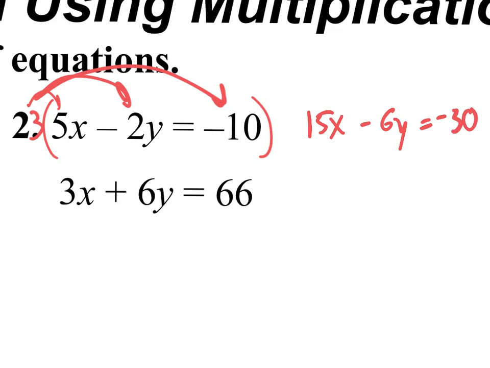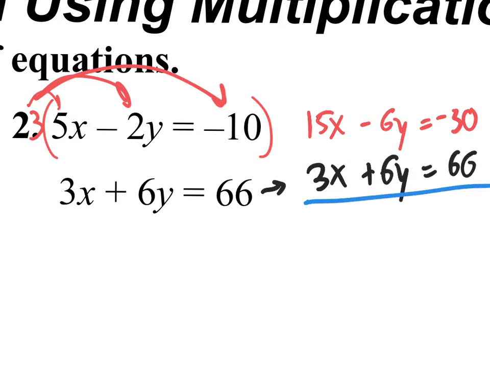And the bottom equation, I'm just going to rewrite it. It's going to be 3x plus 6y equals 66. And again, the idea is to get either x's or y's to eliminate. And as you can see right here, the negative 6y will cancel out with the positive 6y, now that I've modified this negative 2 to become negative 6.